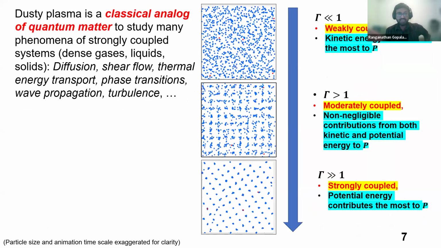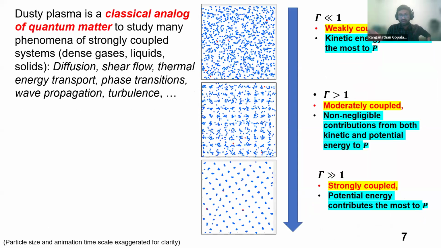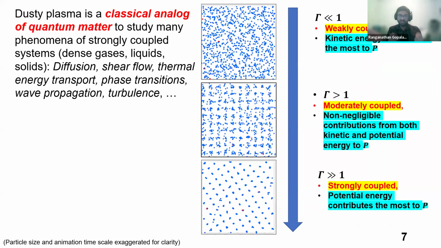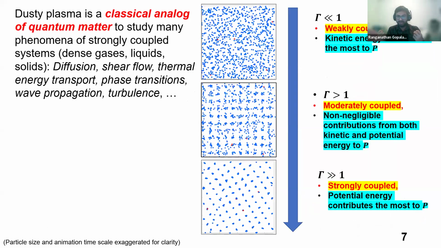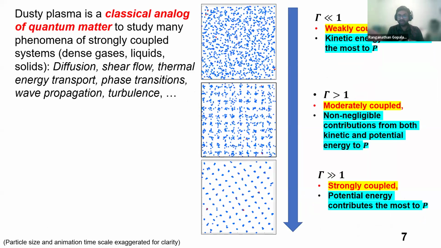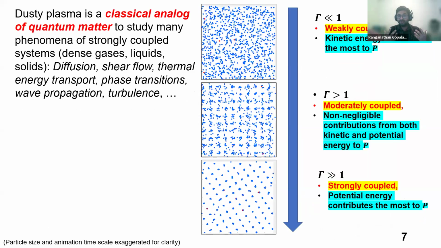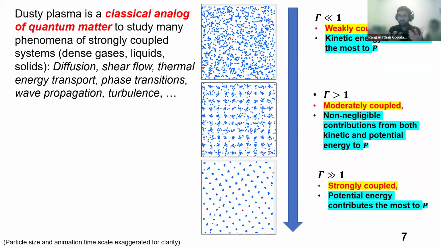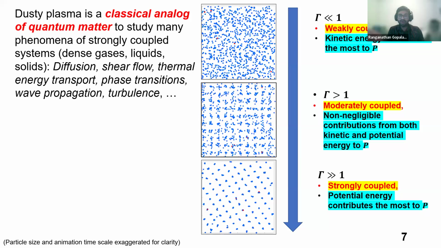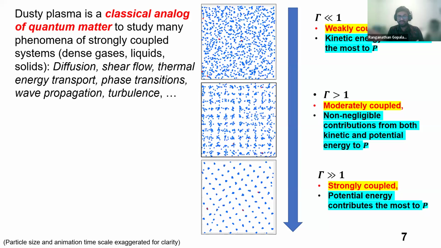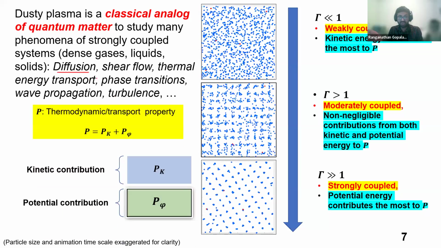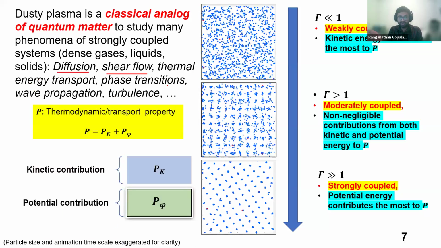So dusty plasmas are a nice classical analog of quantum matter. Think about real matter: there are atoms, there are molecules, there is quantum mechanics that governs their interactions. In the system that I showed you, what I have is large microparticles which are charged. So they interact through electrostatic forces, which is purely classical. There is no quantum mechanics here, but we can reproduce a lot of the macroscopic phenomena that you see in everyday life. So we can use that system to visualize processes like diffusion, shear flow, turbulence, phase transitions.